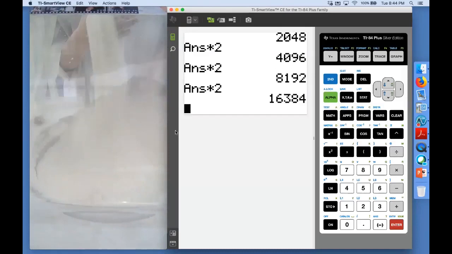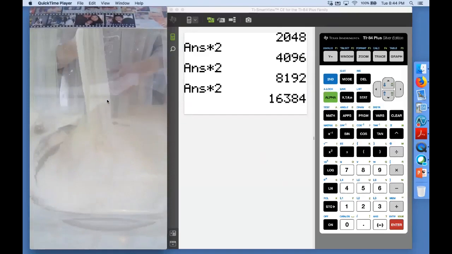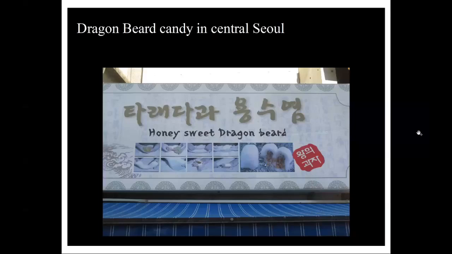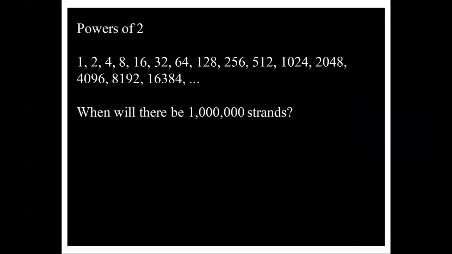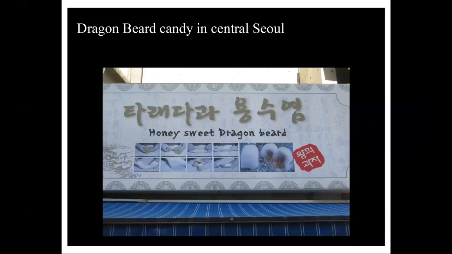16,384. Wow. Like you were here. You might not have been able to see that very well or hear it, but it's actually amazing. When I stood in front of this booth in downtown Seoul, I was just blown away at seeing powers of two appearing in front of my eyes. So the next time you're teaching exponents and powers of two exponential functions, use this video. You can look up the candy online. It's called Dragon Beard Candy, and you can find your own video if you'd like.